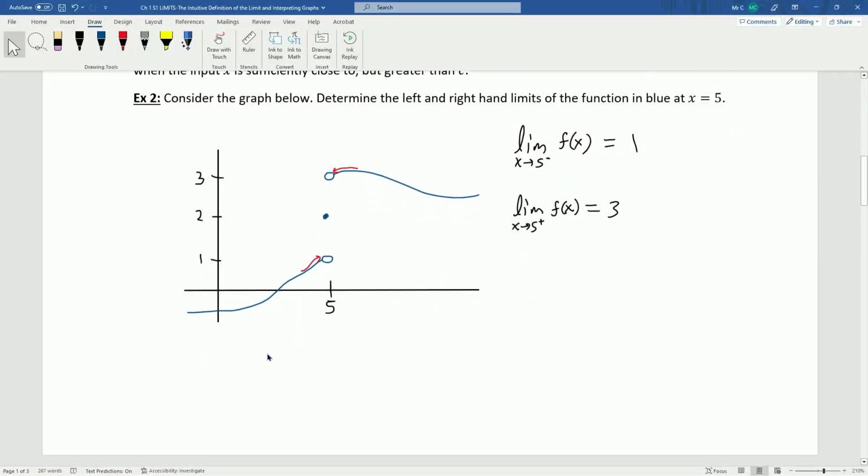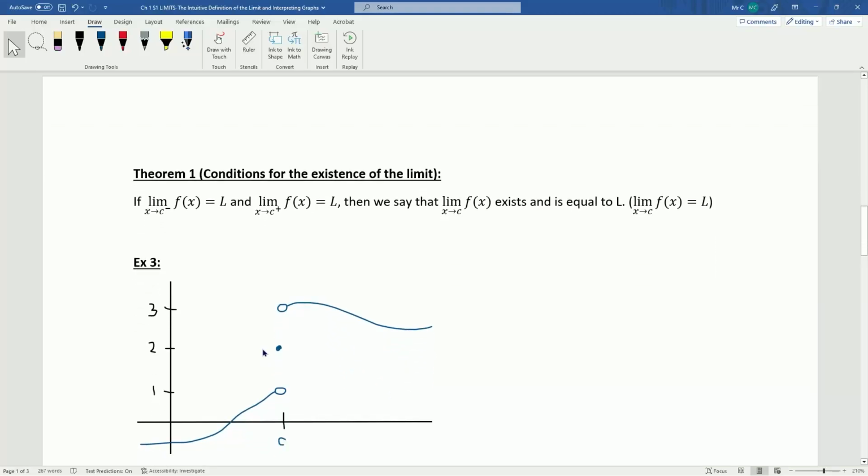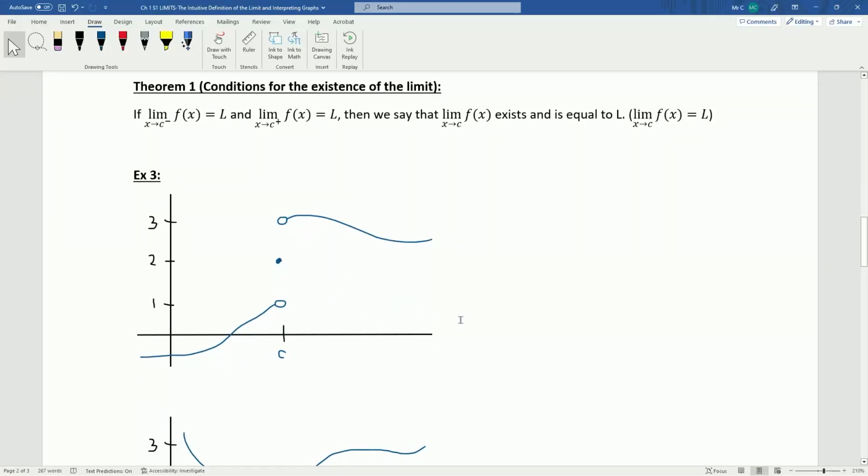And that's it for example 2 here. So now, what do we mean when we say a limit exists? We mean that the limit from the left and the right-hand side are equal. So this is our theorem. If the limit as x approaches c from the left of f of x equals L, and the limit from the right of c of f of x equals L, then we say that the limit as x approaches c of f of x exists and is equal to L. In other words, we just write the limit as x approaches c of f of x equals L.